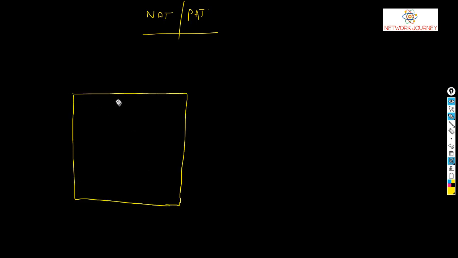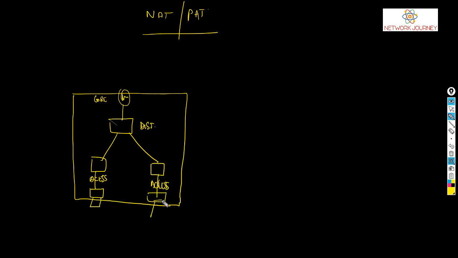NAT, PAT. So basically, why do we use NAT and why do we use this PAT feature? Let's say I have an enterprise design where I have placed a router in my core. This router is connected to a switch acting in the distribution layer, and then I have the access layer switches. Let's say there are a couple of users sitting over here, and let's say this is the cloud or ISP.